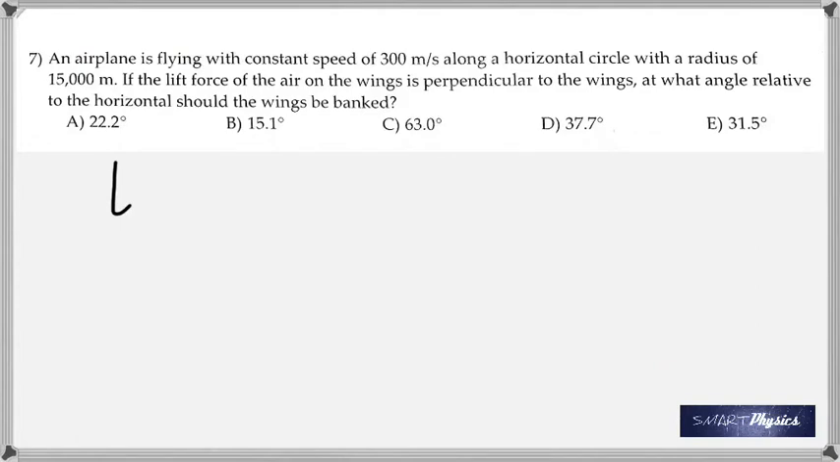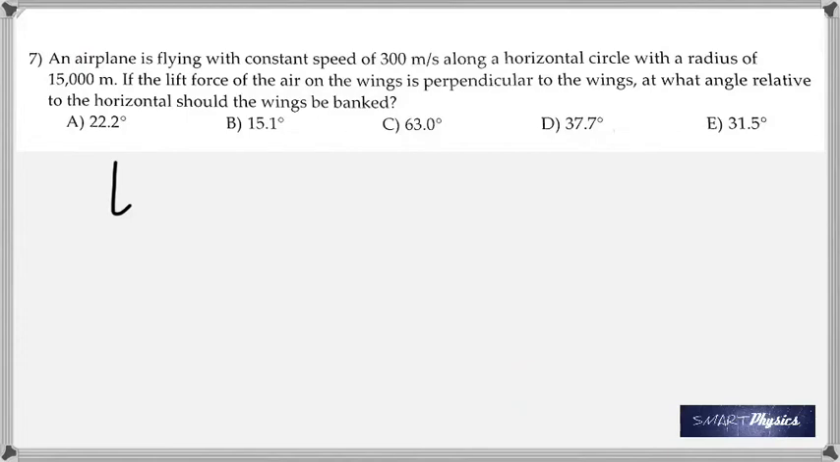Number 7: an airplane is flying with a constant speed of 300 meters per second along a horizontal circle with a radius of 15,000 meters. If the lift force on the wings is perpendicular to the wings, at what angle relative to the horizontal should the wings be banked? Now, since it's making a horizontal circle, we need not consider the gravitational force, because gravity only affects an object that moves along the y-axis, and this is a horizontal circle. Therefore, gravity need not be considered.